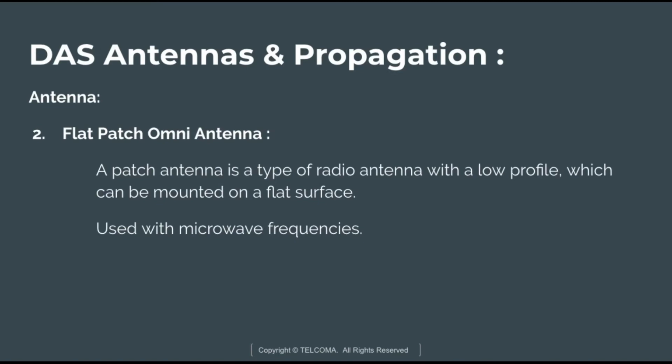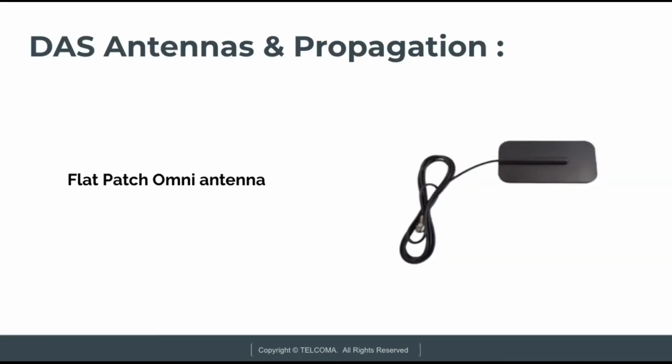Next is the flat patch omni antenna. A flat patch antenna is a type of radio antenna with a low profile which can be mounted on a flat surface, and it is used with microwave frequencies. This is a flat patch omni antenna.